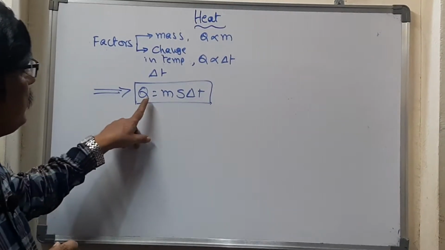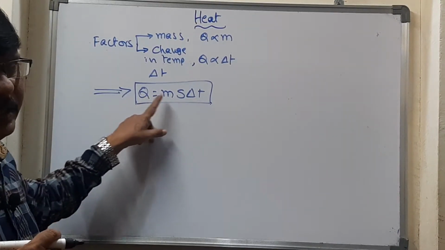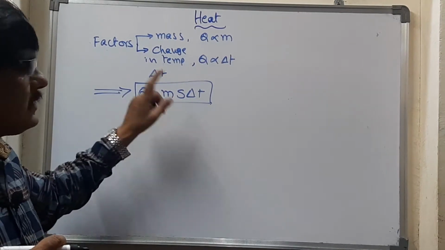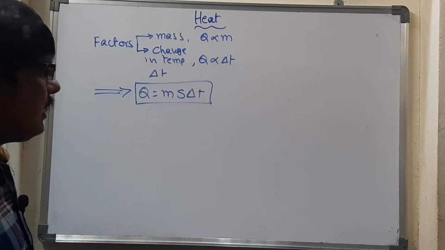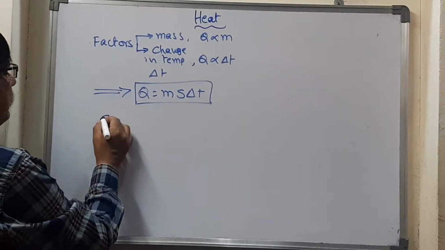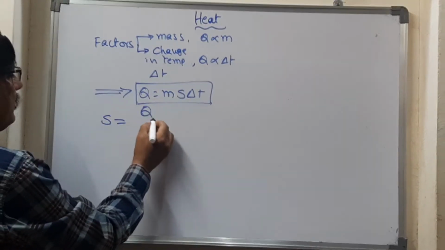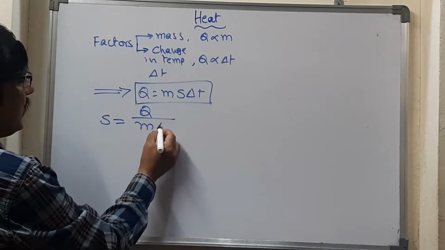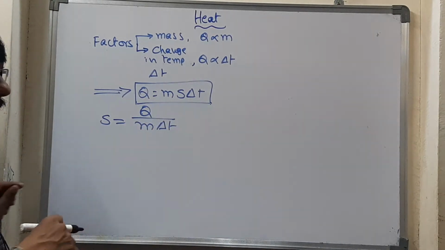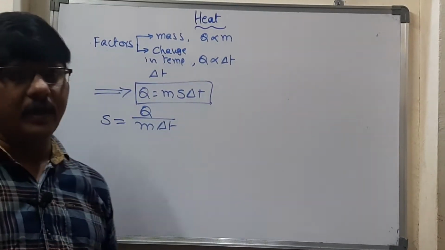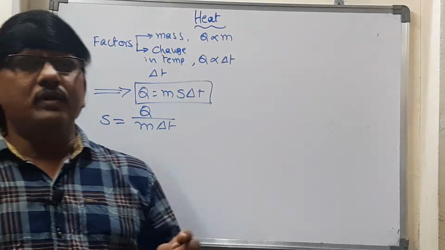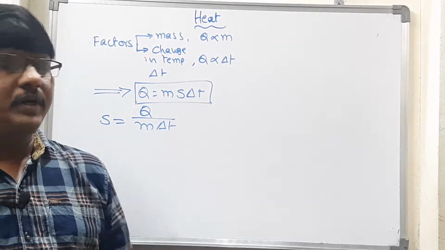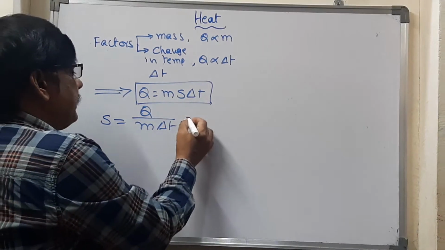What is Q here? Q is called heat, M is the mass of the substance, S is the specific heat, and delta T is the change in temperature. From this, S is equal to Q by M into delta T. This S is called the specific heat. Now let's discuss the specific heat. What is meant by specific heat? Whenever the word specific heat comes, immediately one word should strike you, and that is reluctance.